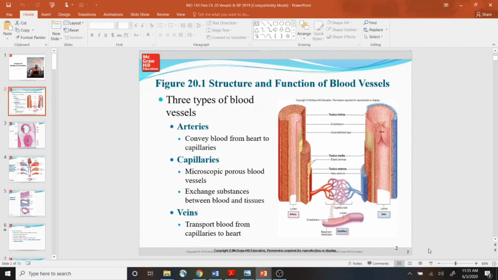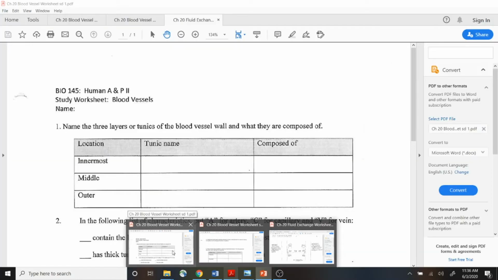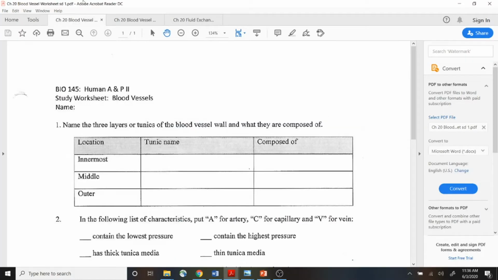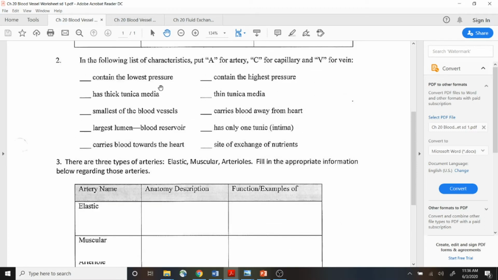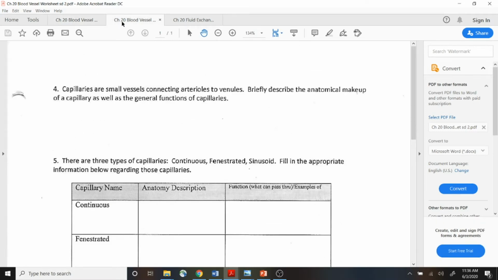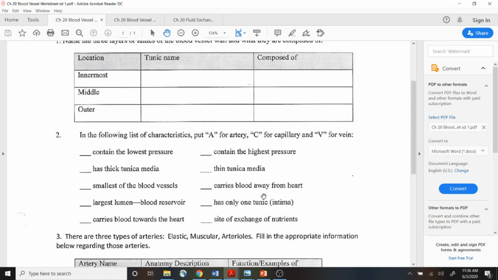So initially, right off in the chapter, there are several pages worth of comparing arteries to capillaries to veins, and you can actually see them here in terms of figure 20.1. Now the worksheet, I'm going to quickly go through some of the characteristics of these, but this study worksheet, which you do not have to turn in, is very good to use as a front and back to summarize what I'll talk about initially in chapter 20 to see if you understand it.